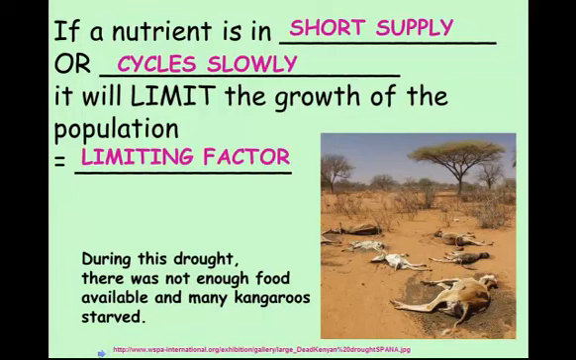This little picture here is showing you what happened during a drought in Australia. And drought means no water. In this situation, it didn't rain for weeks at a time. And no water means no plants to eat. And there were a lot of organisms that died. They didn't have enough food. These are kangaroos that starved to death. And it puts a limit if there's not enough nutrients to go around. It puts a limit on the sizes of the population.